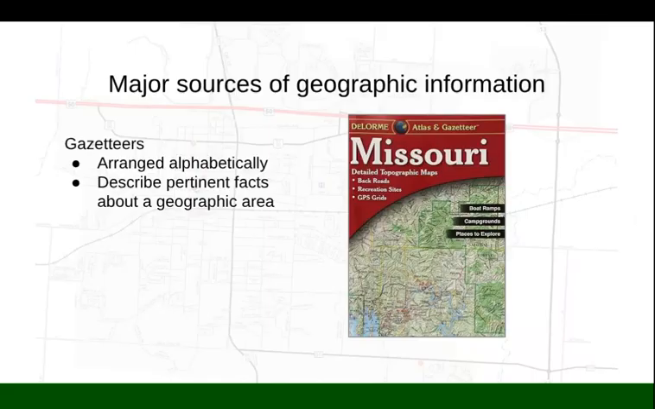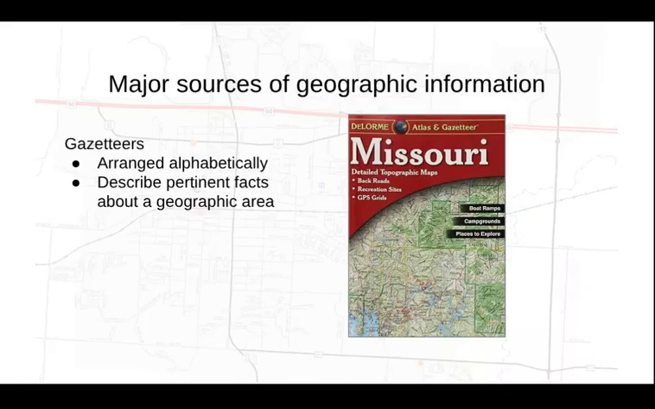There are several major sources of geographic information, and these include gazetteers, which are arranged alphabetically and describe pertinent facts about a geographic area. You'll see from this example the Delorme Atlas and Gazetteer for the state of Missouri features detailed topographic maps that include back roads, recreation sites, and GPS grids. It has a decidedly recreational bent to it. Its cover advertises boat ramps, campgrounds, and places to explore.